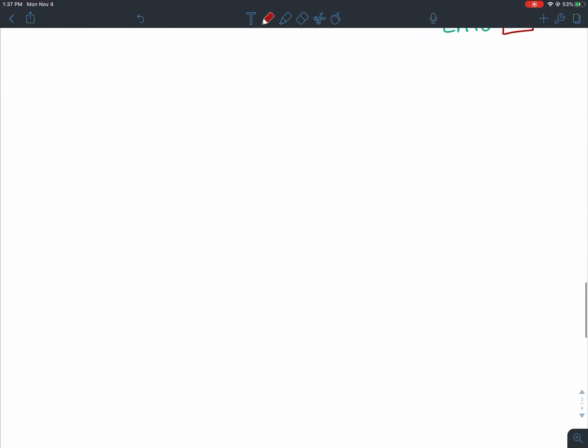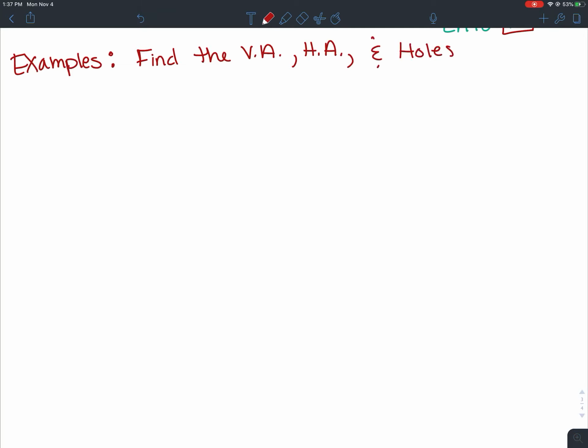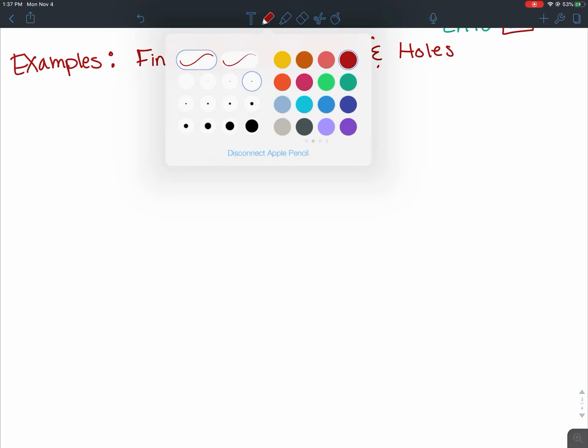All right, we're just going to do a few examples, and then we're finished. Here are the examples. I'm going to write all 4 of them up there, and I highly suggest you pause the video and see if you can do them. So find the vertical asymptotes, horizontal, and holes.